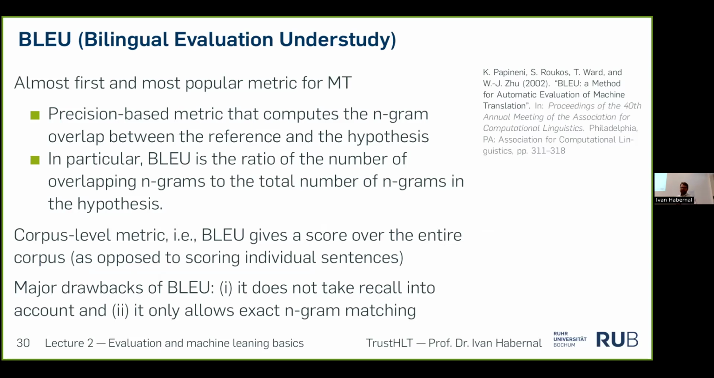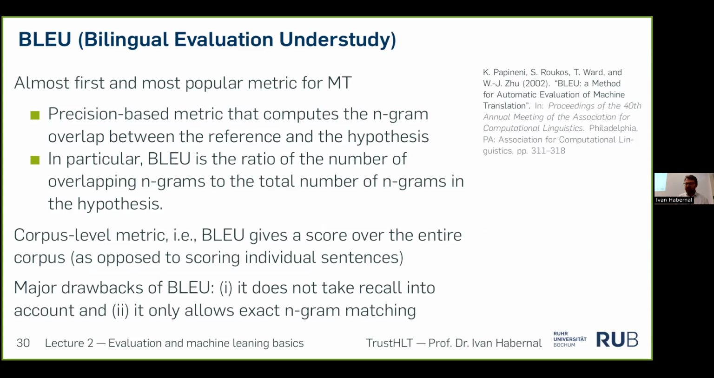So one of those, and this is almost one of the first and most popular metrics for machine translation, is the BLEU, bilingual evaluation understudy. BLEU. It sounds French for a reason, I have no idea, but all these metrics actually sound French. So you will see the next one. But let's start with the BLEU.